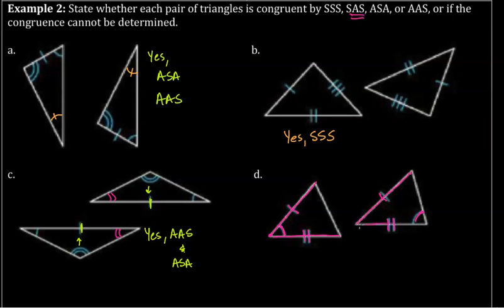These two sides that are marked congruent, they meet right here. This would be the included angle for them, and it's not marked congruent to this one, and there's no reason to think that it is congruent. So for this one, I'm going to have to say congruence cannot be determined. Maybe these two triangles are congruent, but we can't say for certain right now.